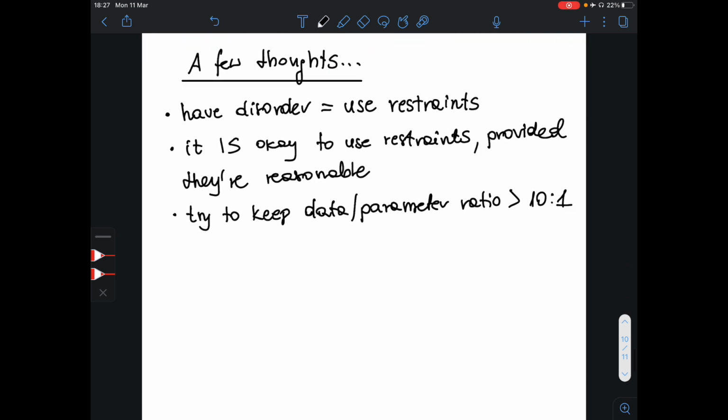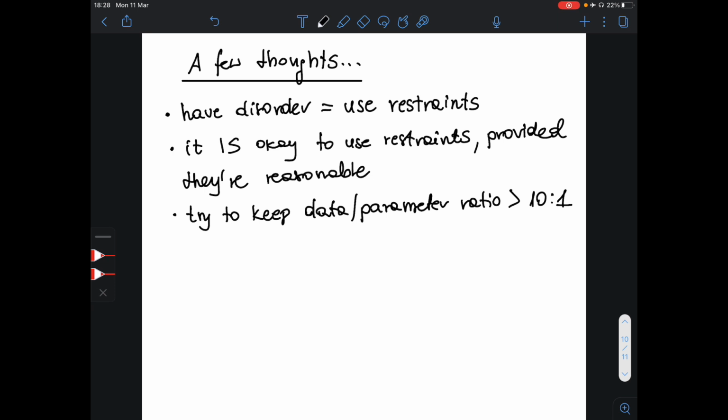So just a few final thoughts. Whenever we have disorder, we'll be using restraints. It's recommended by the people who wrote the SHELX software and developed it over the years. If you don't want to, at some point after finishing dealing with disorder, you can always remove the restraints and see how it works, whether everything's fine, or you can always decrease the strength of the restraints. But in general, it's a good idea to use restraints.